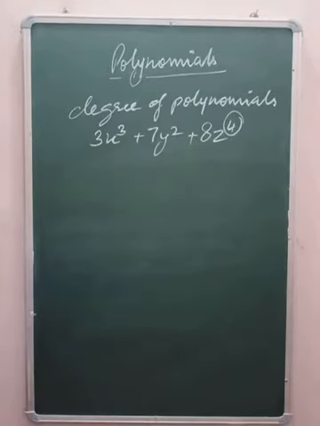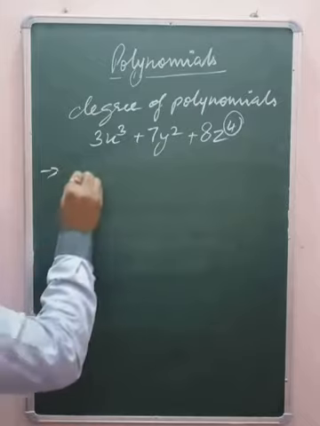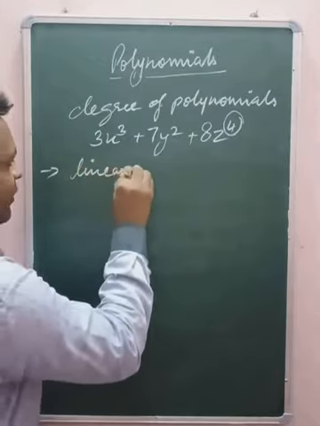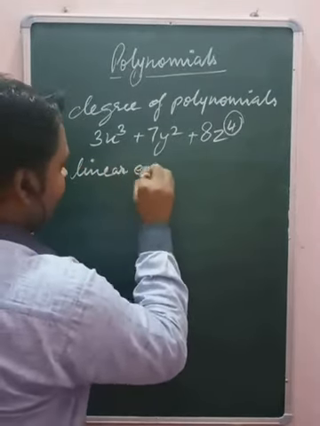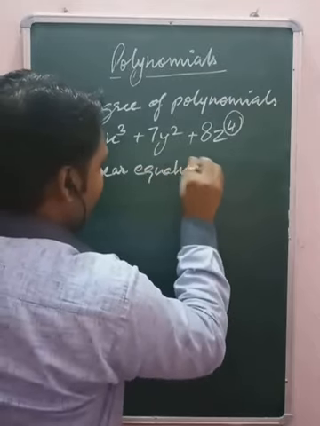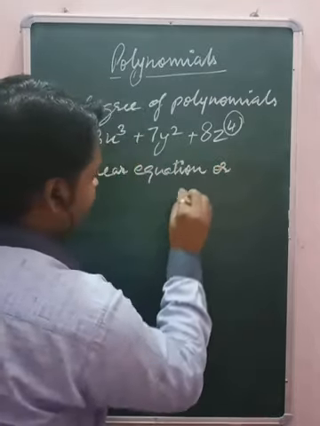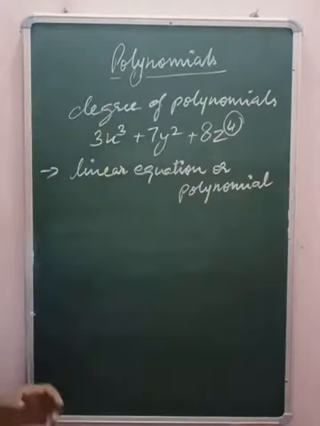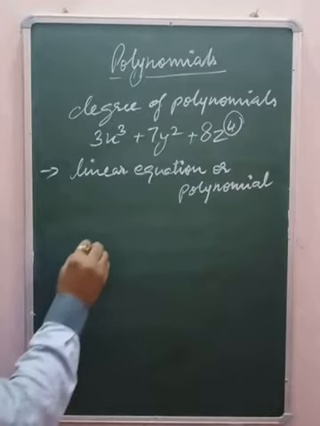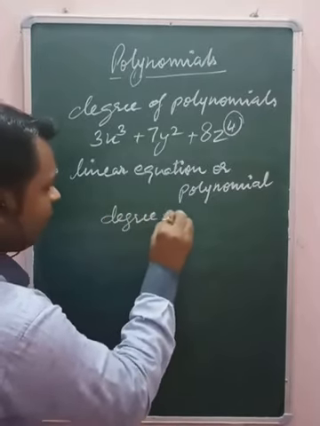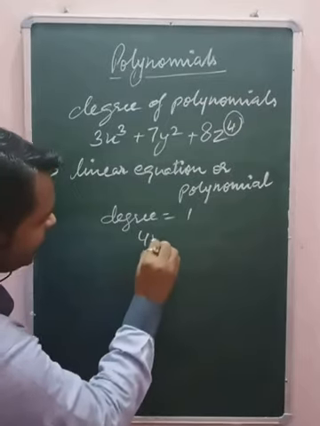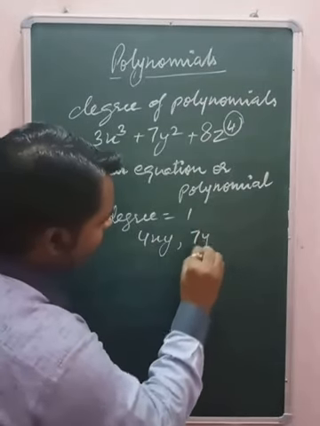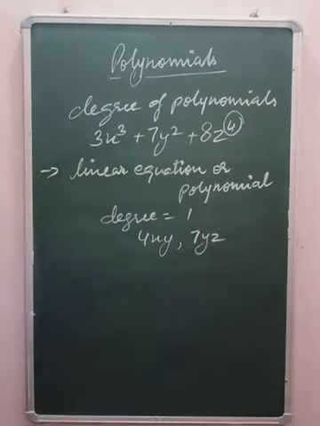So on the basis of degree, we can divide it into linear equation or linear polynomial. Linear equation means an equation which has only one as degree. Its degree is always 1. You can look at here 4xy, 7yz, where all the power is 1. So maximum power should be 1. That type of equation is known as the linear equation.